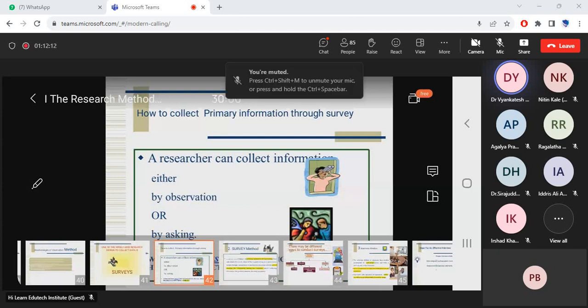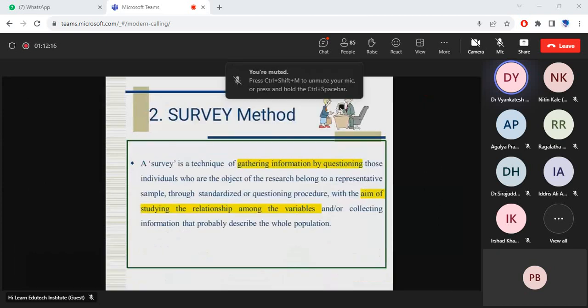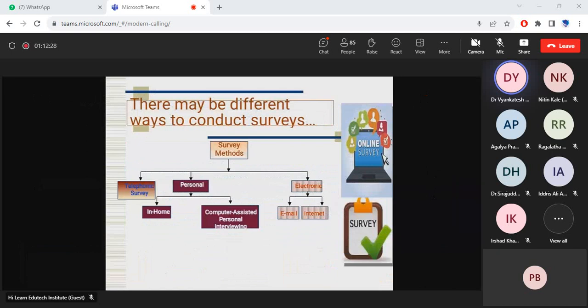Then there are different ways of conducting our surveys. Survey methods are of different types, in short three types, and those are again divided into different types. That is, a telephonic survey, a personal survey or an electronic survey. You might be familiar with the online survey. Most of the time Google surveys are done. They are asking for some questions, like in Google Timeline or Google Maps.